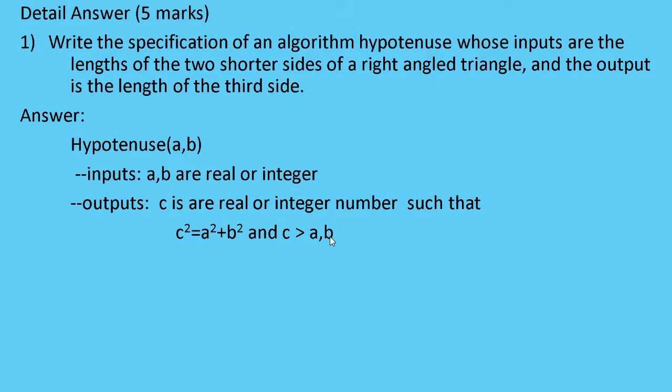Okay, so it should be greater than both. That is why they have mentioned here the length of the two shorter sides. That is one of the properties of the hypotenuse in a right angle triangle. The hypotenuse should be the greater side, so that is why we have to write this property. So C should be greater than A and B.